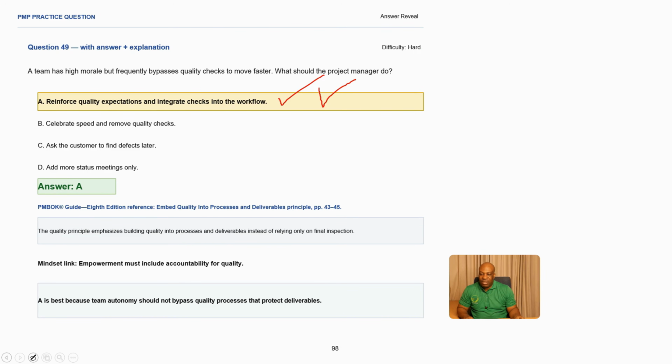answer in this scenario. You need to reinforce quality expectations and integrate checks into workflows. Quality must be done throughout the project. So you need to embed quality. This is what is our reference in our PM book. Then the best mindset here is empowerment must include accountability for quality. Quality is very important. You produce a quality product, making A the best answer, because team autonomy should not bypass quality processes that protect deliverables. All right, making A the best answer.